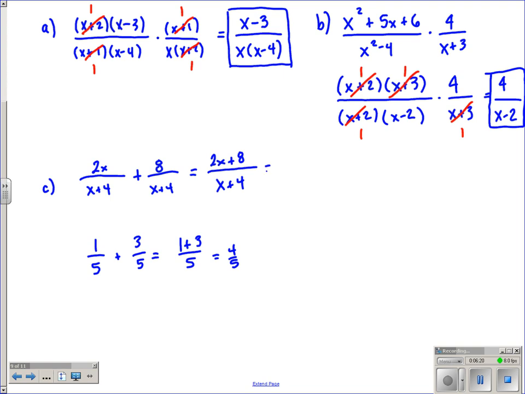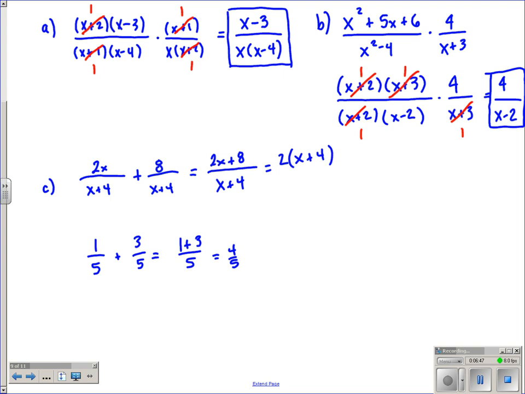Now we have to ask ourselves, does 2x plus 8 factor? And it does. It has a common factor of 2 between our 2 and 8. If we factor out the 2, remember, it just doesn't disappear. We're just rewriting it as a product now. 2 times what is 2x? That would be an x. And 2 times what gives me 8? That would be 4.